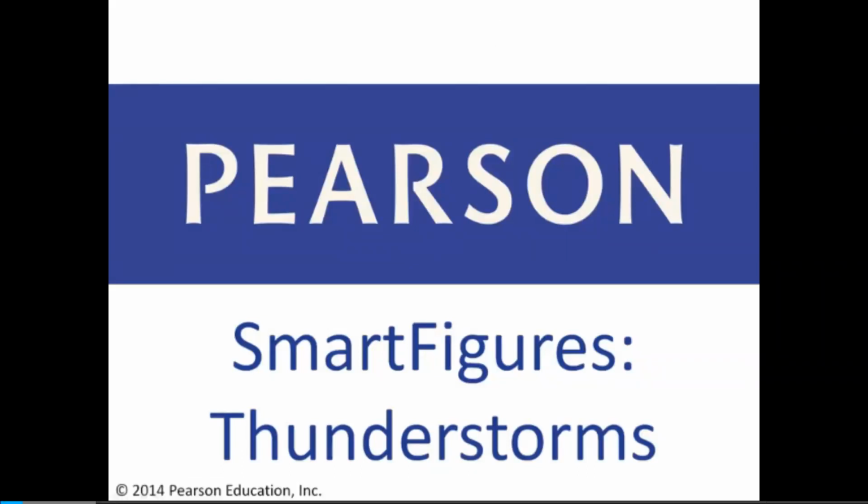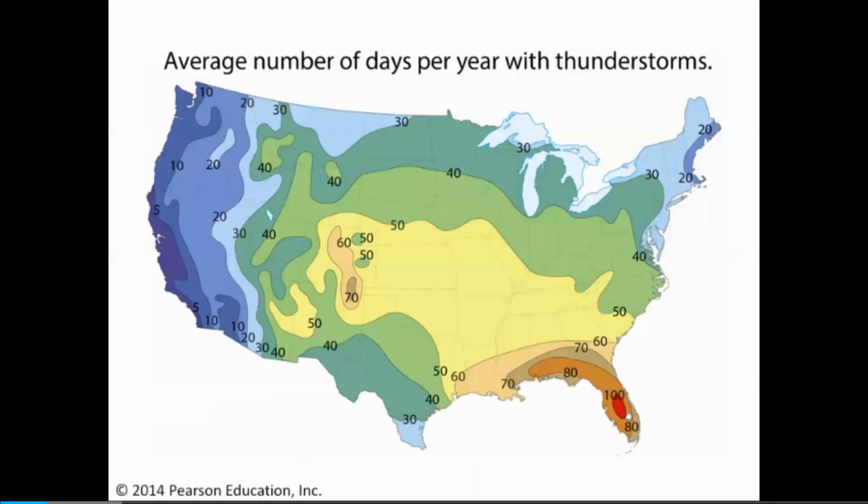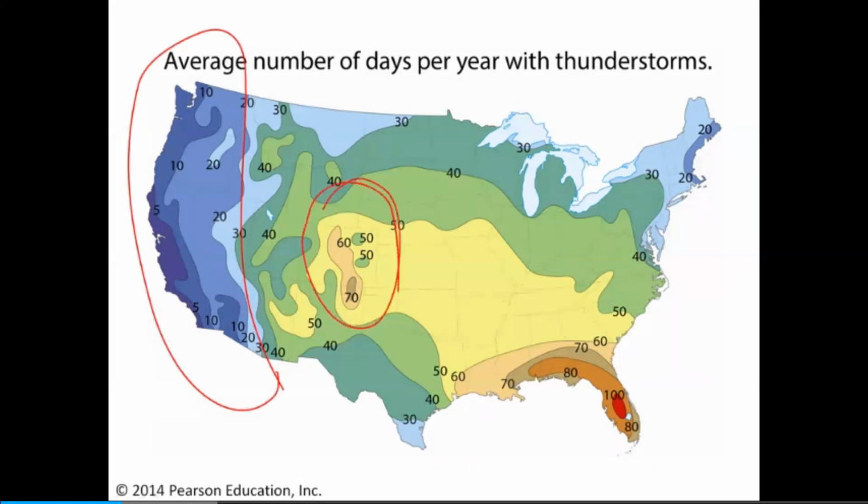After watching this video, you should be able to describe how thunderstorms form. This is a map showing for the 48 contiguous United States the average number of days per year that have thunderstorms. You can see a couple of patterns here. One is that the West Coast has very few thunderstorms per year. Another pattern is that there seems to be a concentration of thunderstorms associated with the Front Range of the Rocky Mountains. And then, of course, there's a very large concentration associated with Florida.